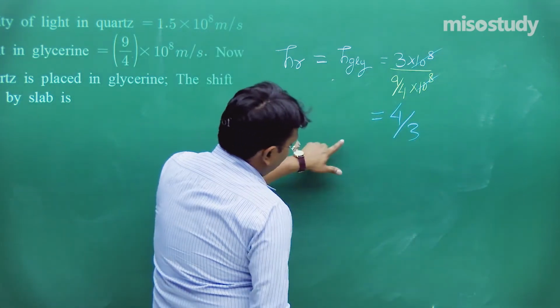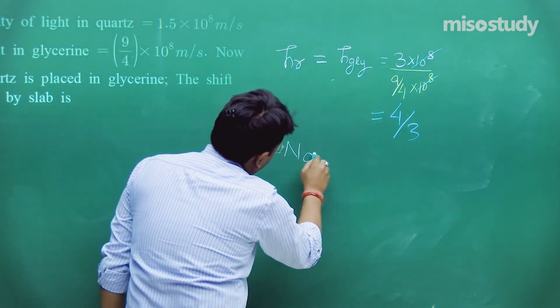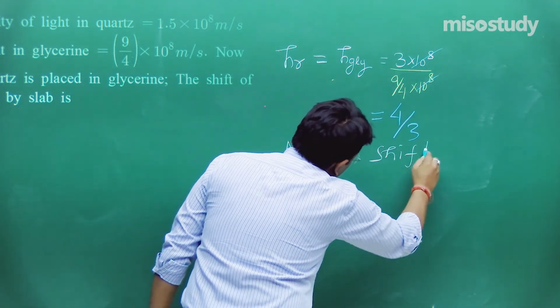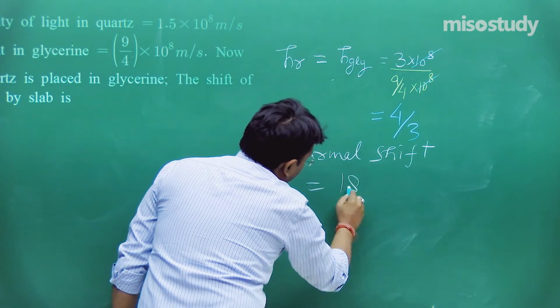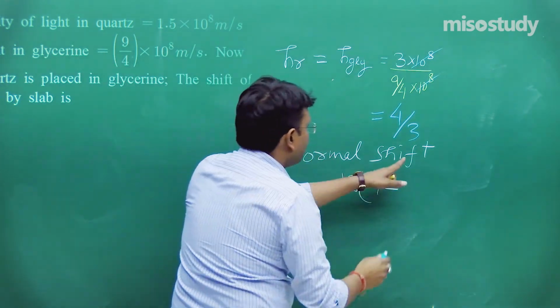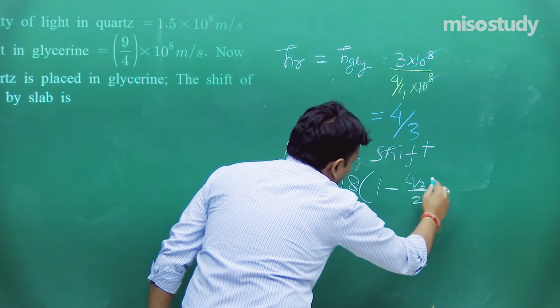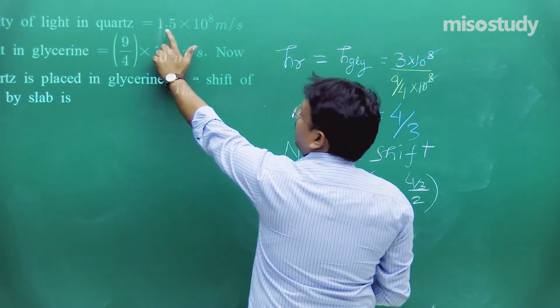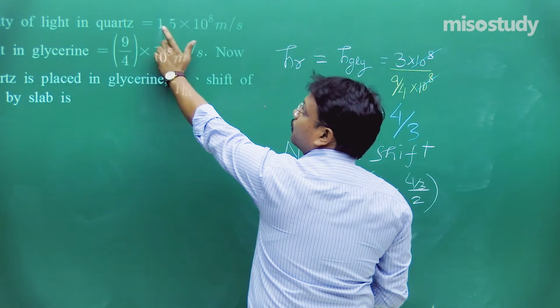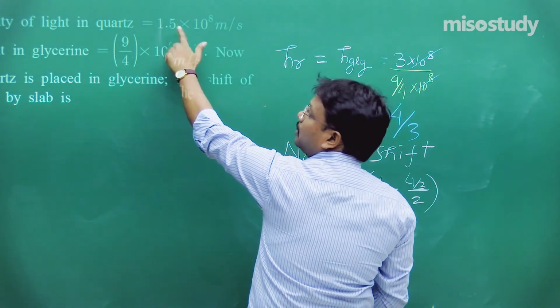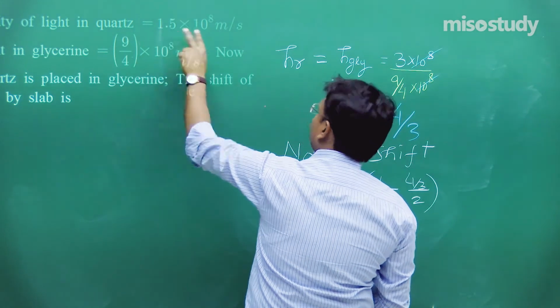Fine. Now normal shift is how much? It is 18. 1 minus, try to recall that formula value, 4 by 3 upon 2. Why 2? That's why I mentioned in the starting of the question 1.5. So 3 into 10 to the power 8 divided by this value, ultimately you will get the mu as 2.